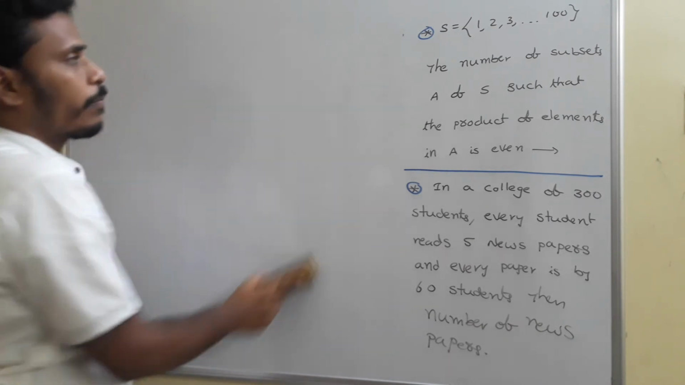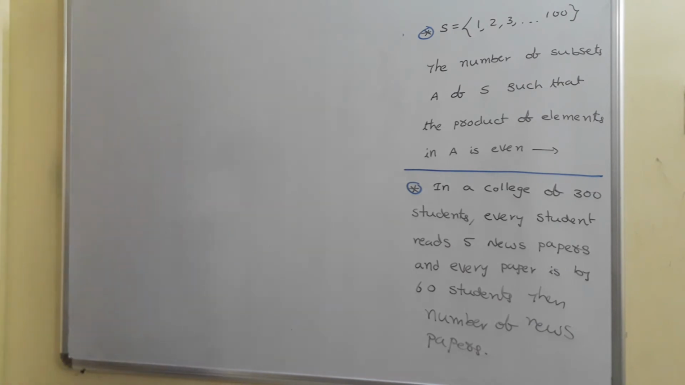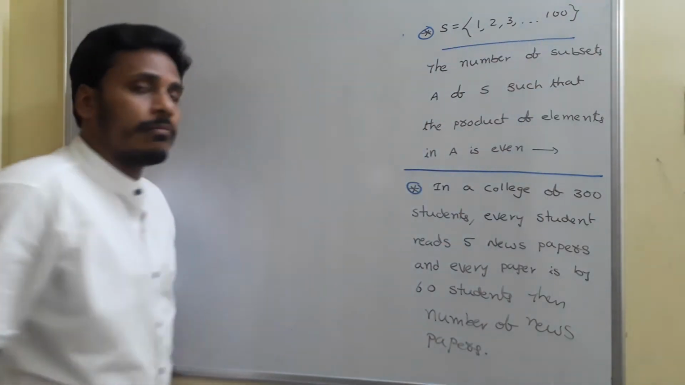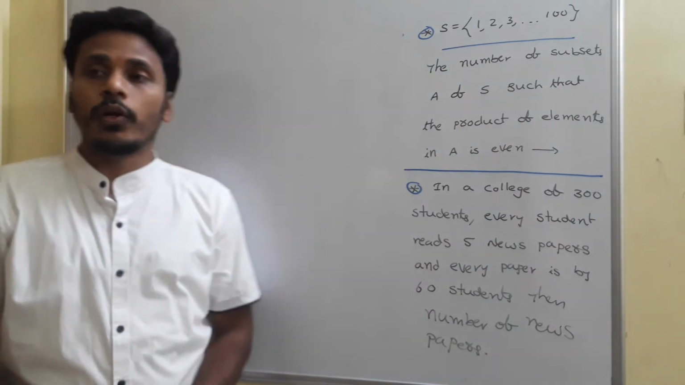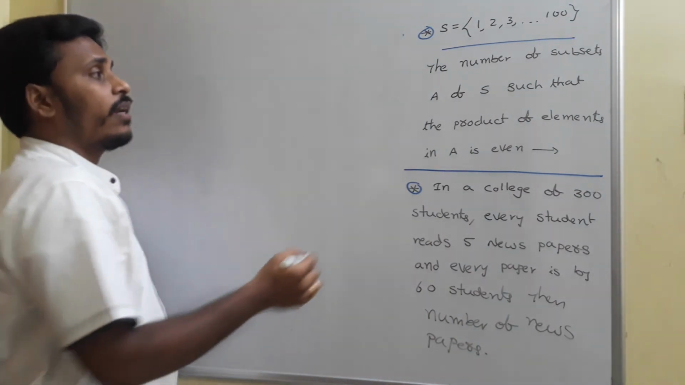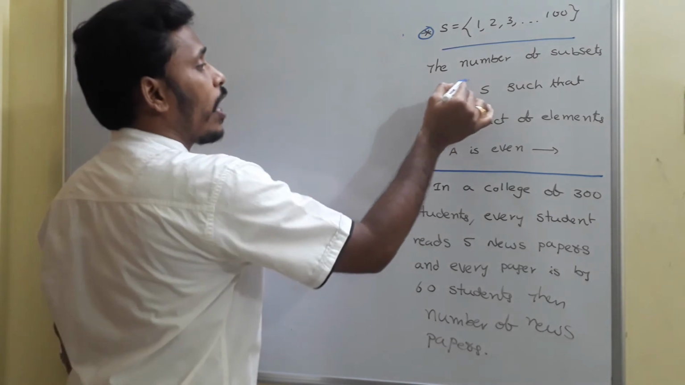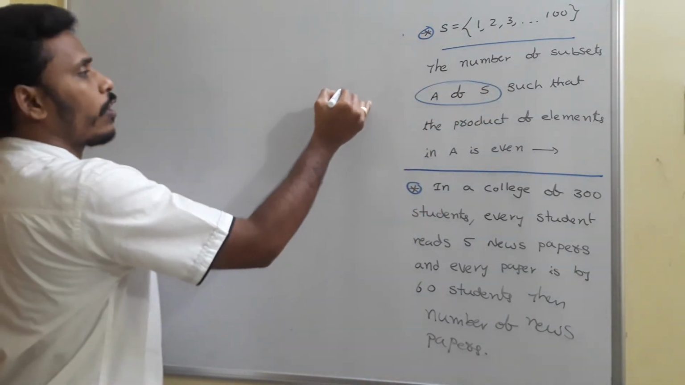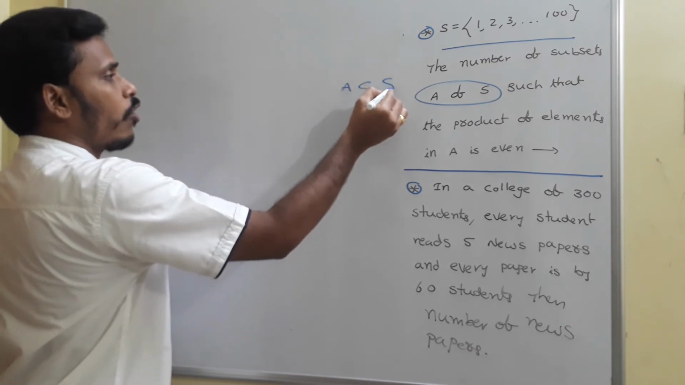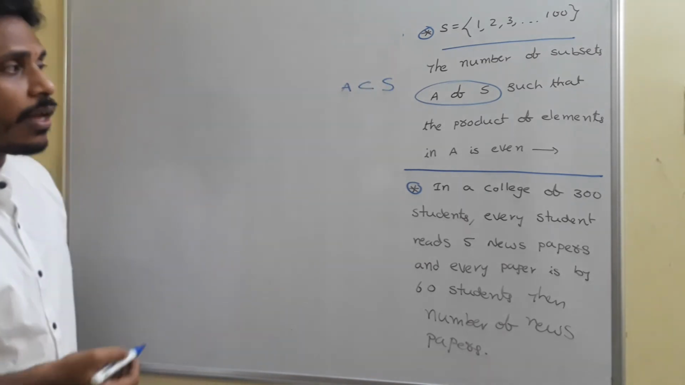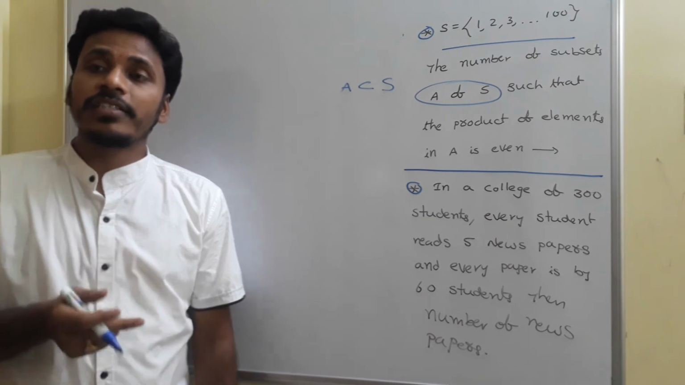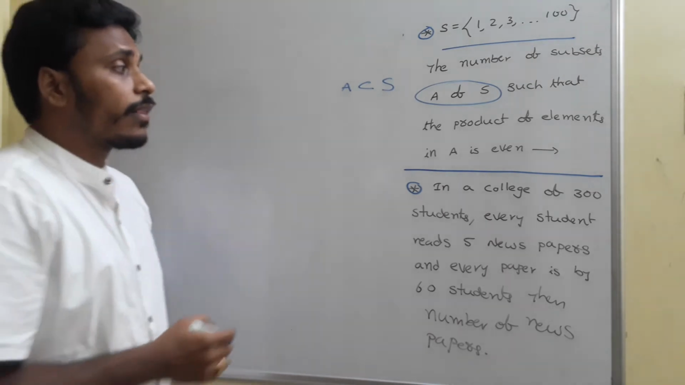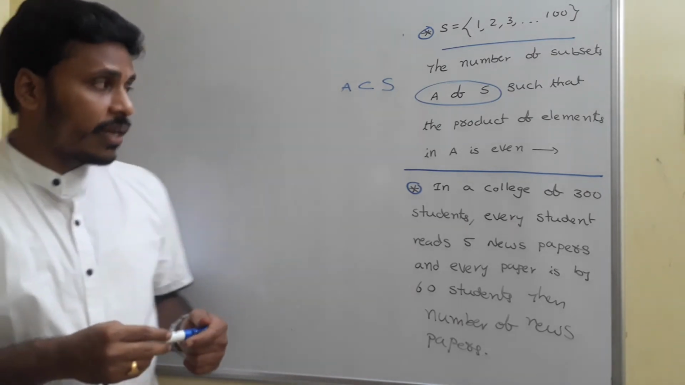Yeah, if you look at the third problem, there is a set S and it contains the first 100 natural numbers. S is equal to the set containing 1 to 100, and we need to find the number of subsets A of S. Just try to analyze this word. A is a subset of S such that the product of the elements in A is even. Just analyze that word. The product of the elements in A is even.